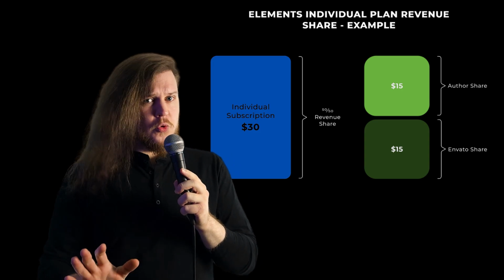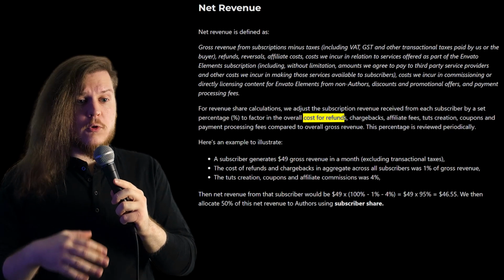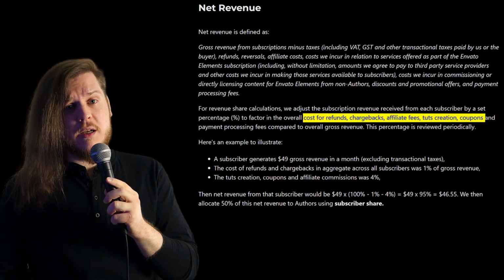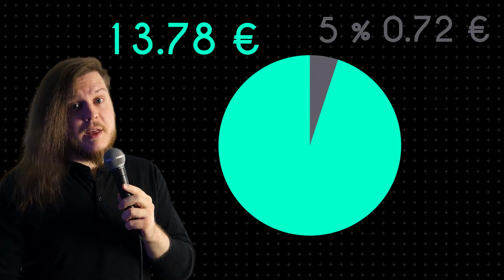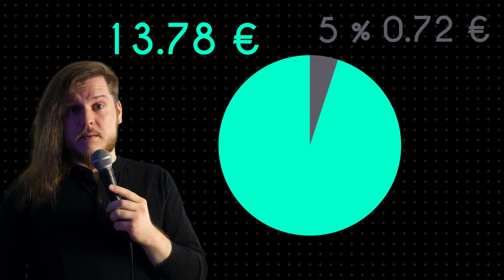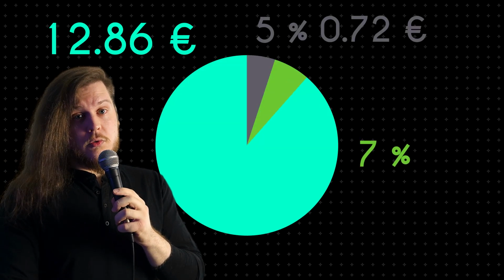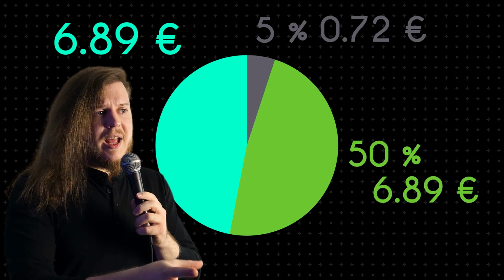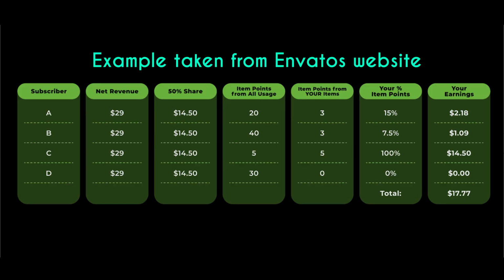That's not quite true. The first thing that they do, and they have an example on the website, is they calculate costs for refunds, for chargebacks, for tutorial creation, for coupons and affiliate commissions, which in their example totals roughly 5%, and they keep that. 5% is 72 cents, so you are left with 13.78. So now that split of 50-50 is applied. 13.78 divided by 2, which is 50%, is 6.89. One half of these, 6.89, goes straight to Envato again, and the other half goes to the artists. Artists, plural, that's very important. Plural. Let's look at some examples of what could happen.